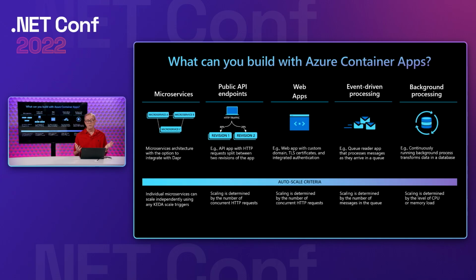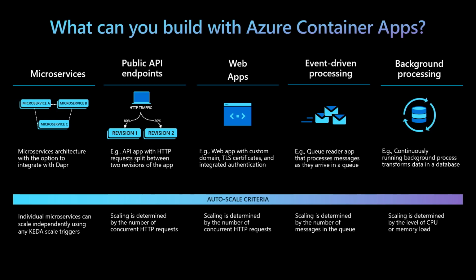So what can you build on Azure Container Apps? Everything. If you want to be the new cloud-native style developer and you're building microservices, it's great for microservices. If you're building public API endpoints, we've talked a lot about APIs today, the capabilities we've been adding in .NET 6 and .NET 7 to make building APIs even simpler. Great place to build public endpoints. Web applications. While you can use App Service, if you'd rather run on containers on Kubernetes, you're welcome to run your web app in Container Apps as well.